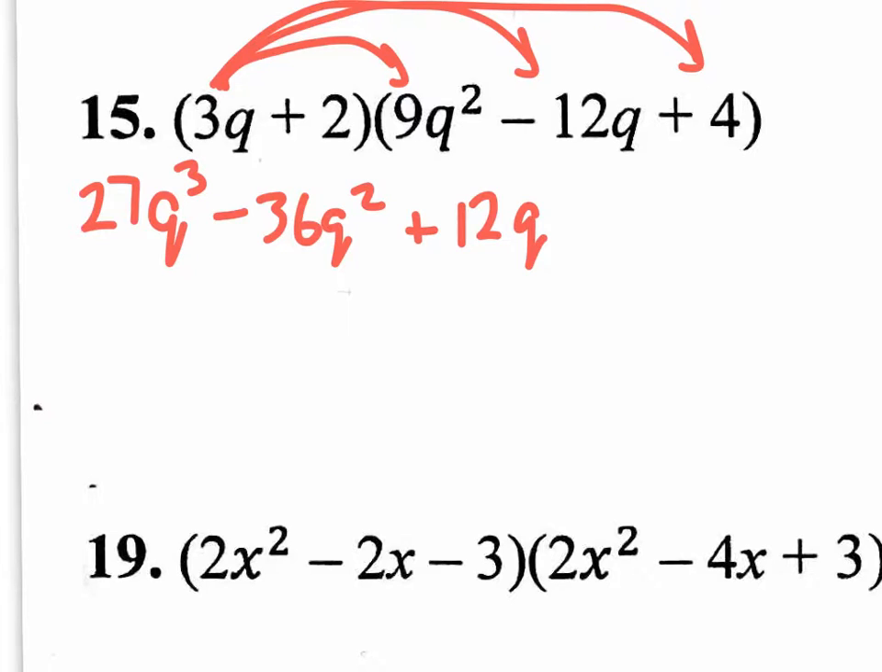So we have distributed the 3q. Now let's go back and distribute the 2. 2 times 9q, I'm distributing a positive 2 here. Positive 2 times 9q, that's positive 18q squared.